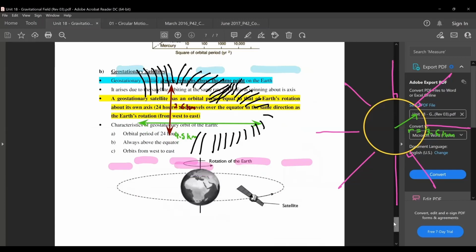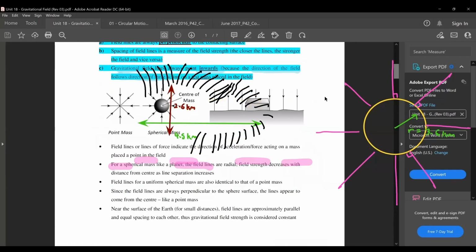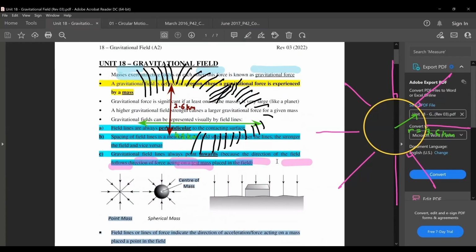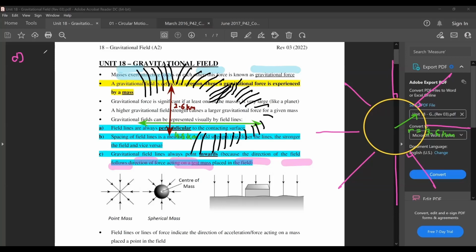If you look back at the first page of your notes for gravitational field, I told you 3 things about field lines. Field lines must always be perpendicular to your contacting surfaces. Spacing of field lines is a measure of your field strength. The closer the spacing, the stronger the field. And then I told you field lines must always point inwards. There was also another thing that I didn't really mention because it was never really tested inside your exam. This one could be part D if you wanted to write it down.